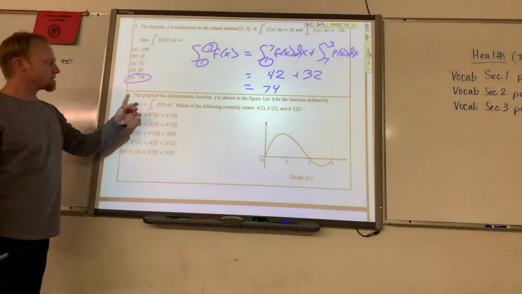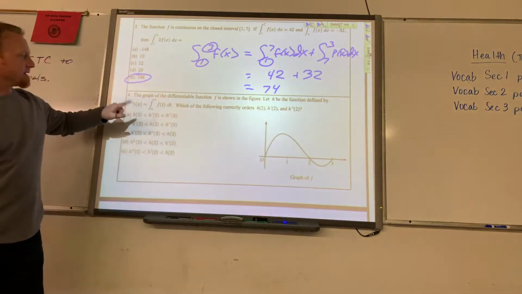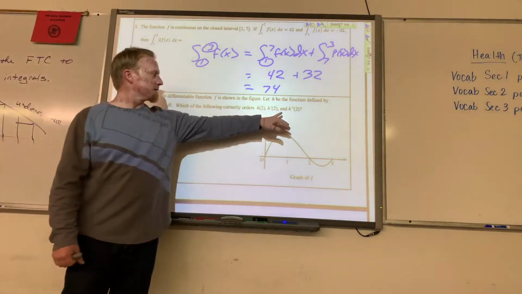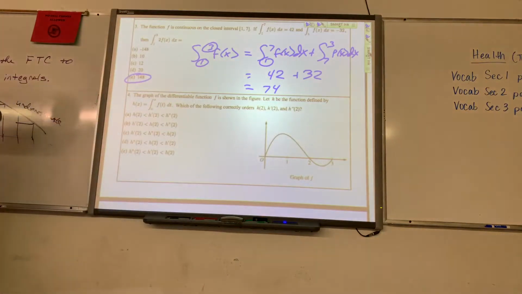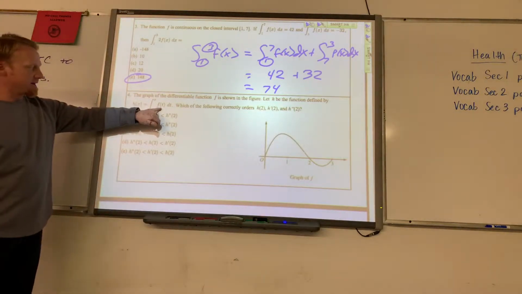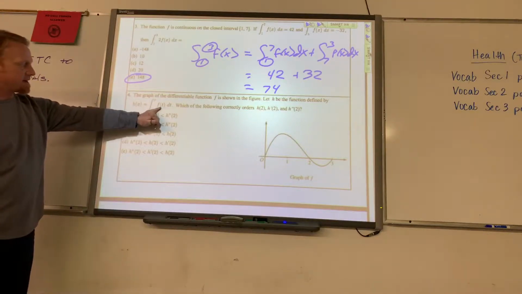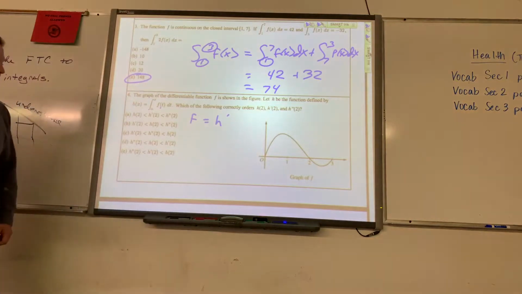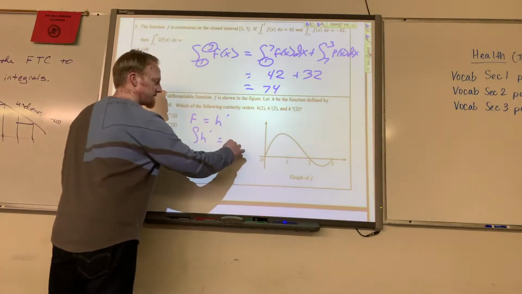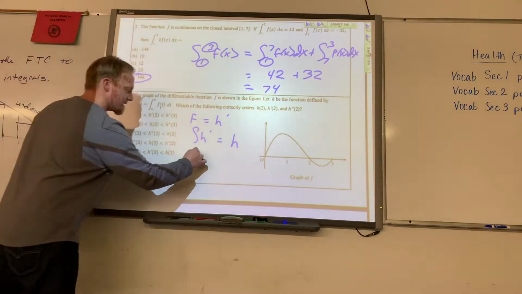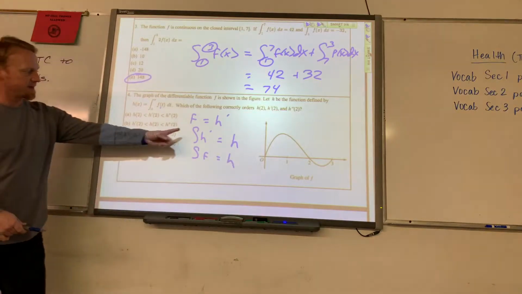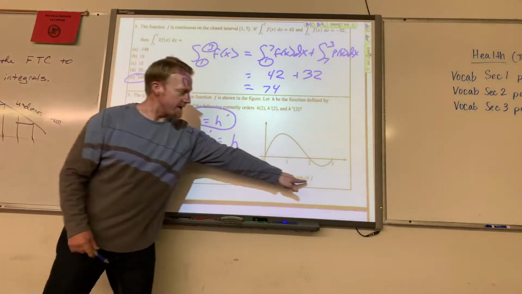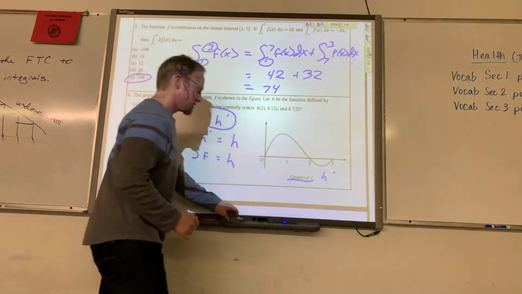Alright, next one. The graph of the differentiable function f is shown in the figure. Let h be defined by this. So h equals the integral from 0 to x of f of t dt. Which of the following correctly orders these three items? If I'm integrating f and I get h, then that means f is the same thing as h prime. Because if I integrate h prime, I'm going to get h. Here I integrated f and I got h. So if I integrate h prime and get h, and I integrate f and get h, then f and h prime have to be the same thing. So my graph of f down here is the same thing as the graph of h prime.